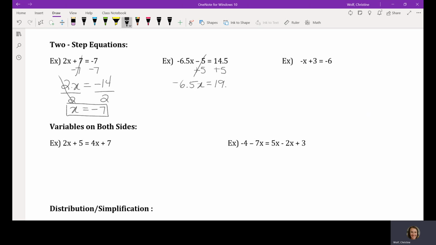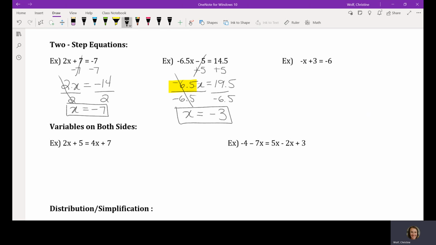is 19.5. Now, these two guys are multiplied together, like I said, so to undo multiplication is division. You're going to divide by exactly what you want to get rid of. I want to get rid of a negative 6.5, so that x is all by itself. So I divide by negative 6.5 on both sides to be fair. Negative 6.5 divided by negative 6.5 cancels out, and then you just divide that on the right-hand side, and that equals negative 3.